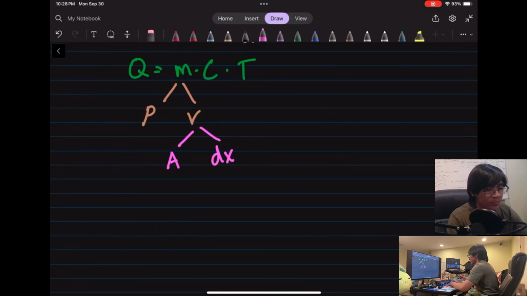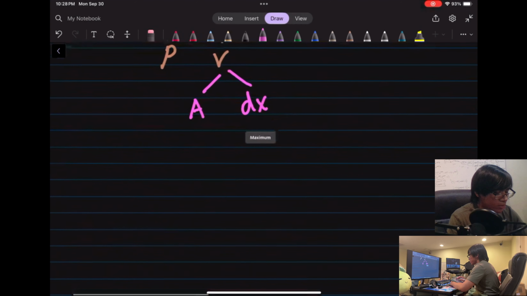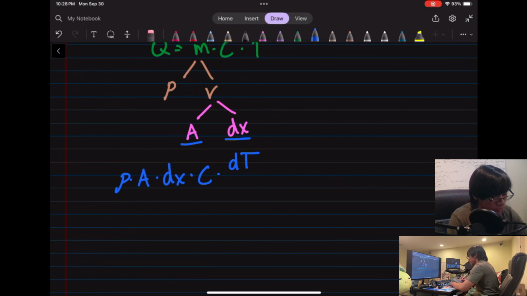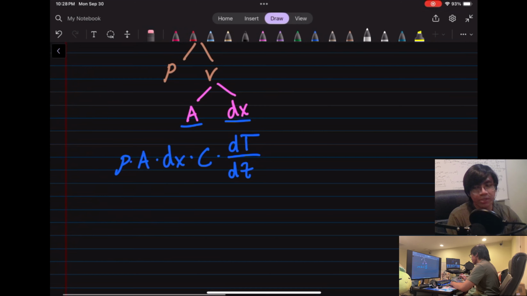Along with our specific heat and our temperature. Obviously we're interested in the change over time. So trying to turn this into a differential, we have our density times our area and width dx, our specific heat C, and then the differential of temperature over time. Breaking down units, as we know before, this will eventually break down into watts, or joules per second.